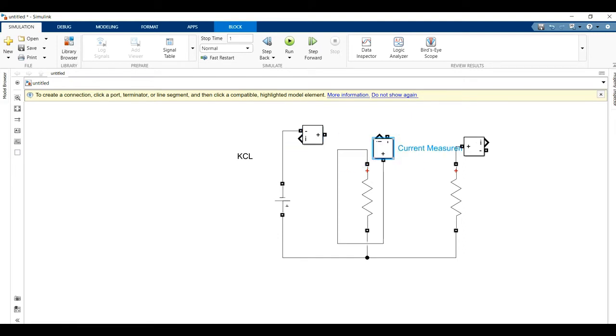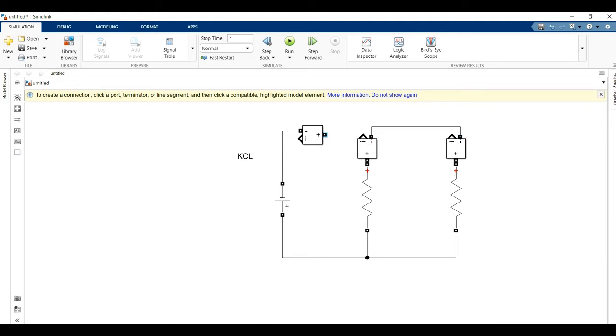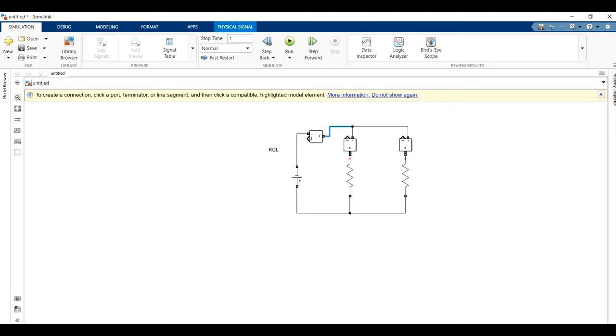To rotate a Simulink block, we need to press Control plus R. Now finish the remaining connections. Let's connect the voltage source to R1 and R1 to R2.